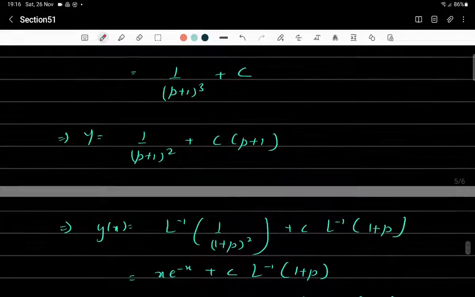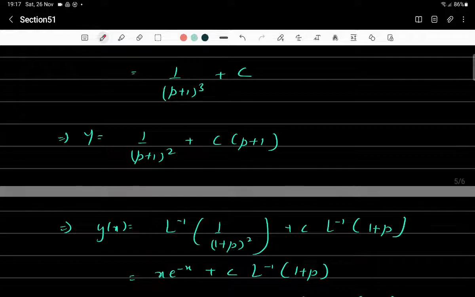Now here the problem is, I know that y of 0 is 0. So if I substitute y of 0 is 0, the left hand side would be 0. The first term x e raised to the power minus x would be 0 when x is 0. This gives me C times L inverse of 1 plus p. Now I assume that L inverse of 1 plus p is non-zero. That gives me C is equal to 0.